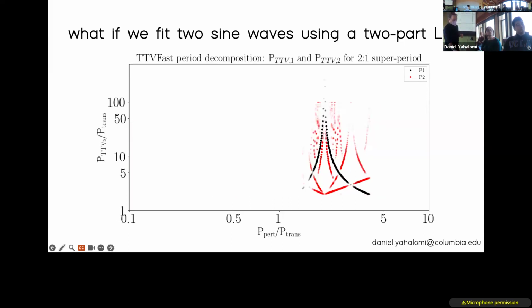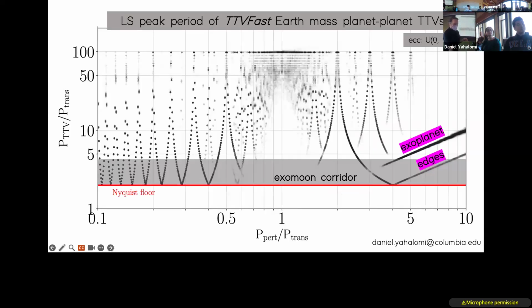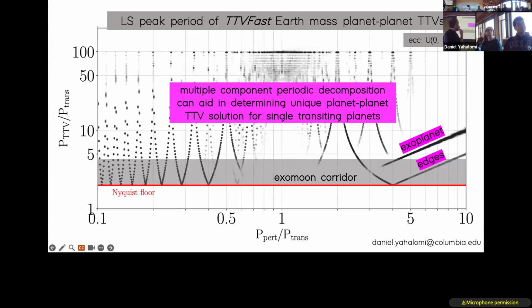Okay, so I'll just end with where we're at and where we hope to be. So again, we've been able to now explain what's causing these exoplanet edges for far-out perturbers. And we're hoping that this multiple component periodic decomposition can aid in determining a unique planet-planet solution for single transiting systems.